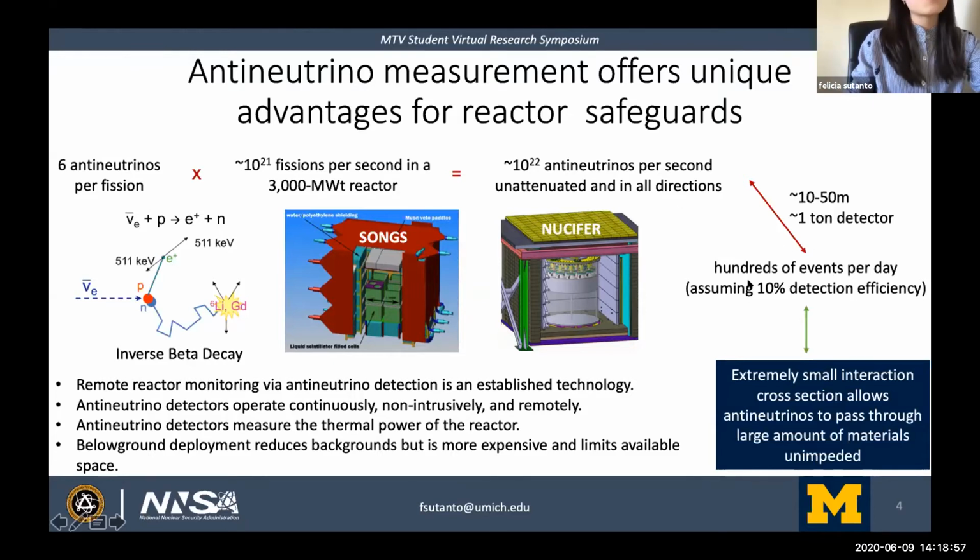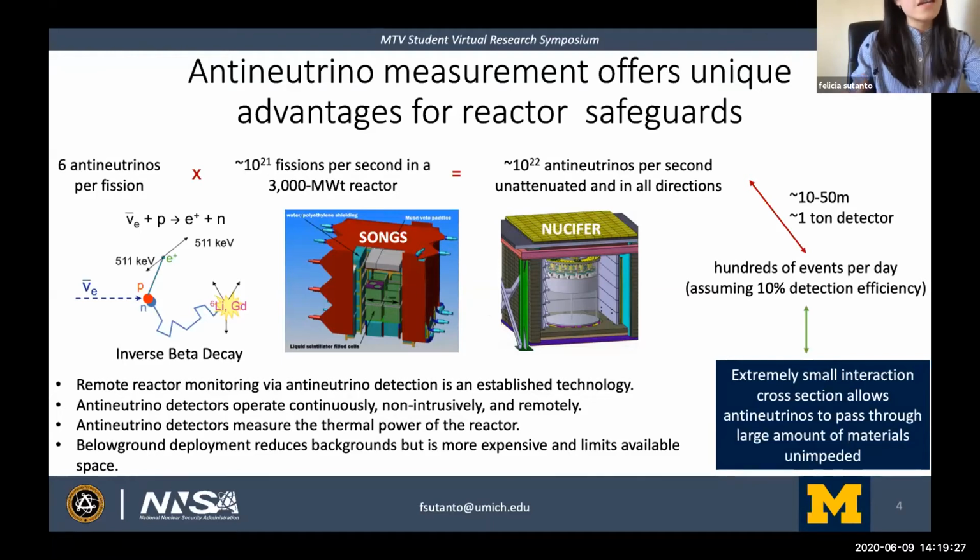So this number goes down really fast, and that is because the antineutrino has a very small interaction cross-section. So they just pass through a large amount of materials unimpeded. Now, while this makes their detection challenging, it also means that they cannot be shielded. So that makes them an attractive candidate for reactor monitoring, which is very well aligned with the NNSA mission. So remote reactor monitoring using antineutrinos is an established technology. For example, SONGS and Nucifer have successfully demonstrated reactor monitoring using antineutrinos.